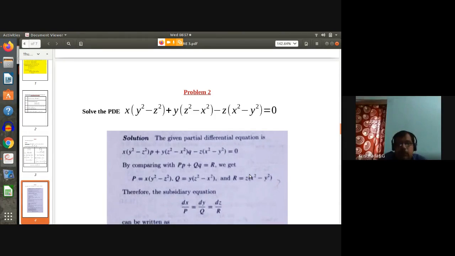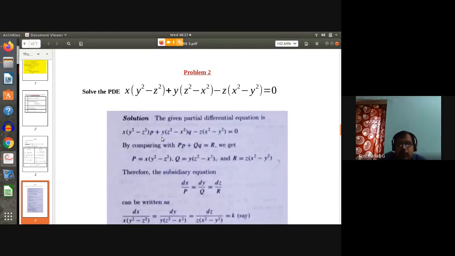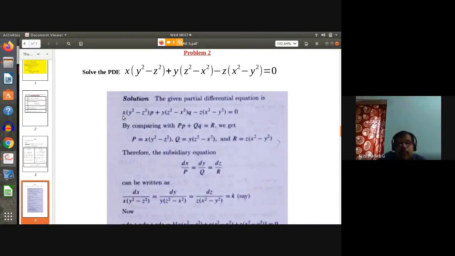In this equation, one term is missing, that is, dou z by dou x is here. Actually, you look here. This is the question: x into y square minus z square into p plus y into z square minus x square into q minus z into x square minus y square equal to 0. So this is an equation of the form Pp plus Qq equal to R.